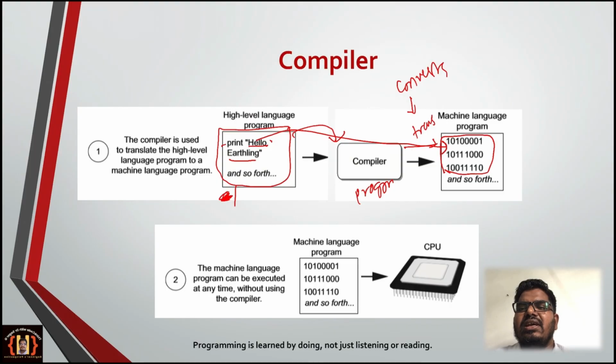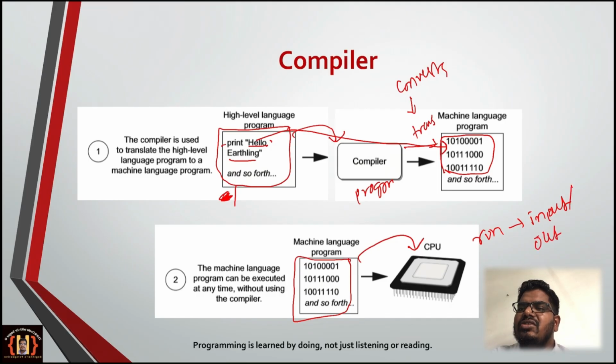Now later on, this machine level language is executed on a CPU. When I say running this program, it means we give the input to the program at the command prompt using the console, and we also get the output out of it. Executing means it will load the data and instructions into the CPU, and it will perform the operations on them.